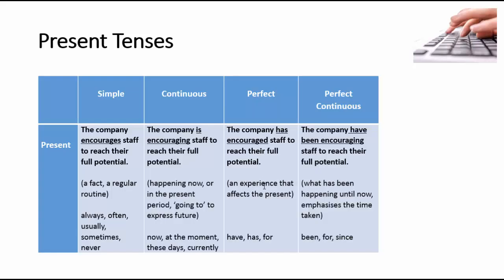Present perfect continuous. Not so common, but it does happen. The company has been encouraging staff to reach their full potential. Again, the difference with the continuous is that it gives you that feeling it's happening over a period of time. And the keywords there are for or since.